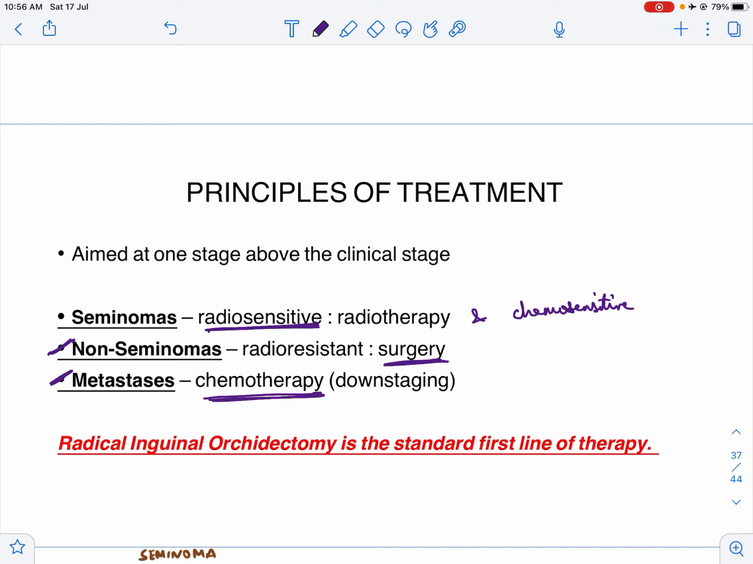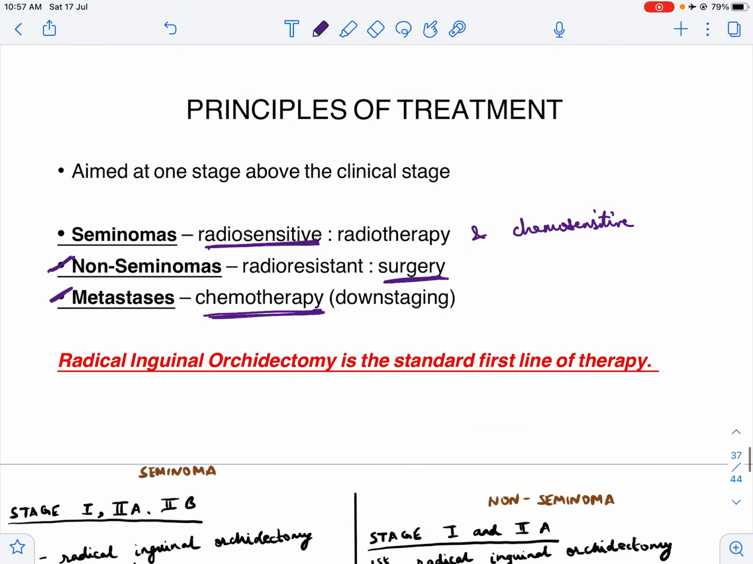So to reiterate, seminomas are radiosensitive and chemosensitive. Therefore, to treat seminomas, you can give radiotherapy as well as chemotherapy. Non-seminomas are radioresistant, so you will give surgery as the primary modality of treatment. Non-seminomas are also chemosensitive, but they are not as chemosensitive as seminomas. And for the treatment of METs, you will use chemotherapy. This chemotherapy, when used in the treatment of METs, helps to downstage the tumor.